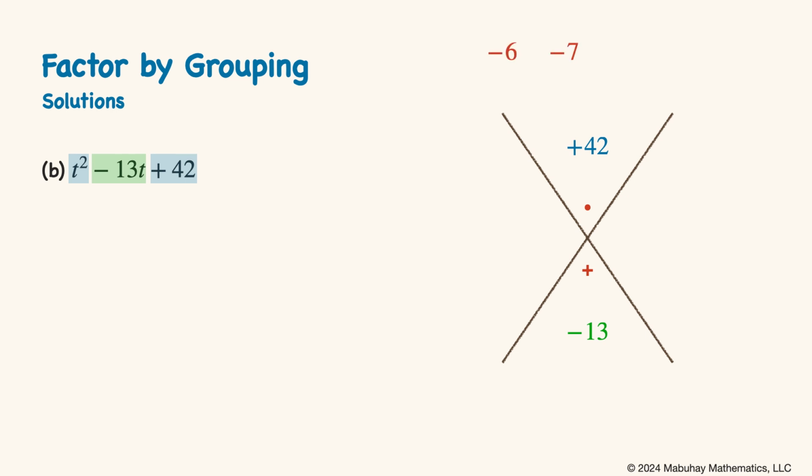What about negative 6 and negative 7? I think these are the ones. So negative 6 times negative 7 is positive 42, and then negative 6 plus negative 7 is negative 13.